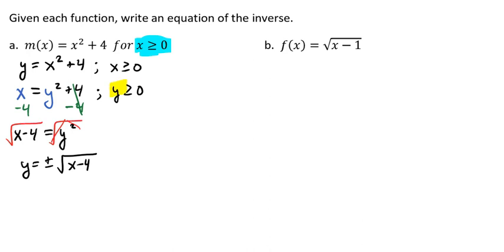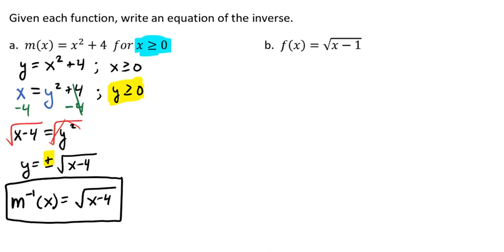Now, because we have this restriction, y is greater than or equal to 0, we only want the positive root of x minus 4. So we can then finish up by saying that the inverse of m of x is going to equal the square root of x minus 4 given our restriction. However, because we chose the positive root of x minus 4, we don't need to write our given restriction there, as this takes care of it. So here is our inverse function. So now let's do letter B.